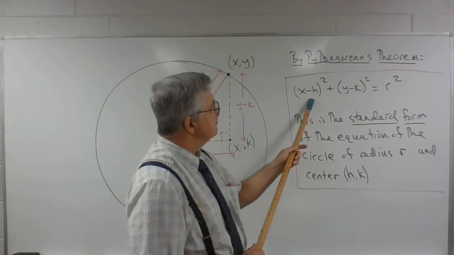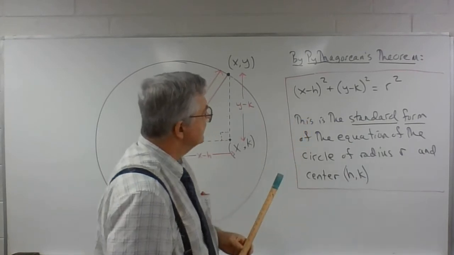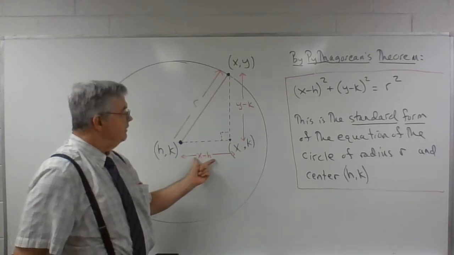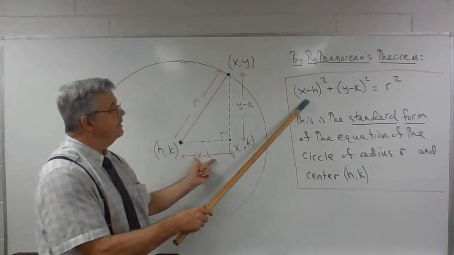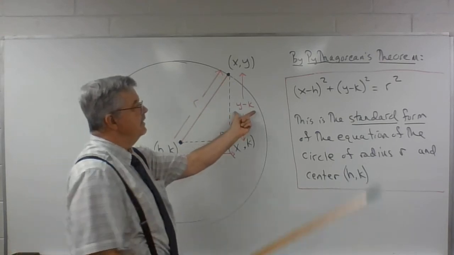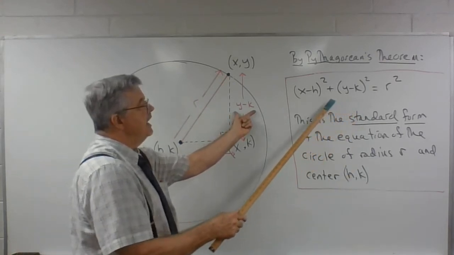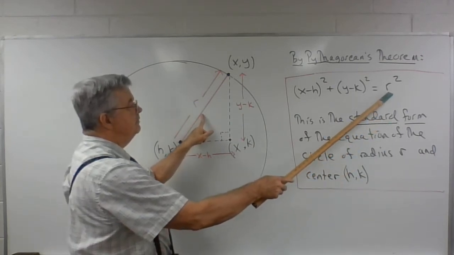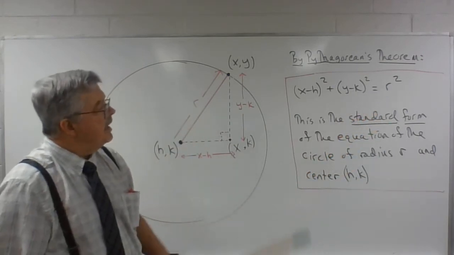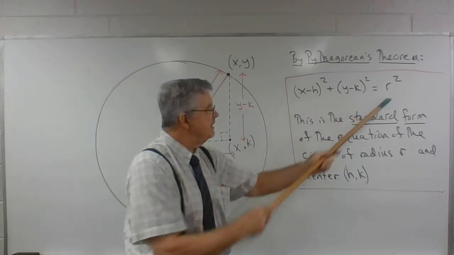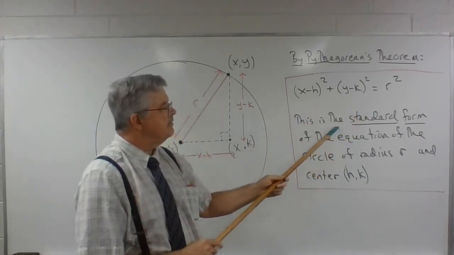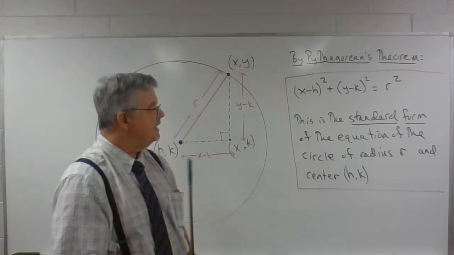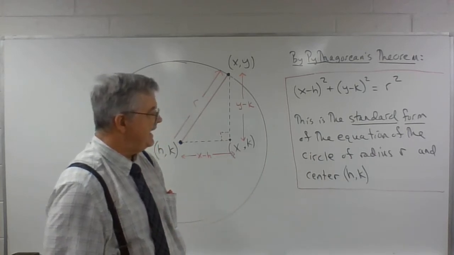We just came up with this equation. We take the length of one side and square it. We take the length of the other side and square it, add them together, and we get the length of the hypotenuse squared. And this equation is the standard form of the equation of a circle of radius r and center (h, k).